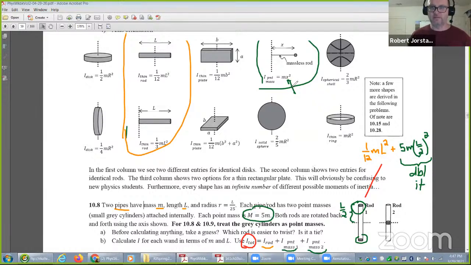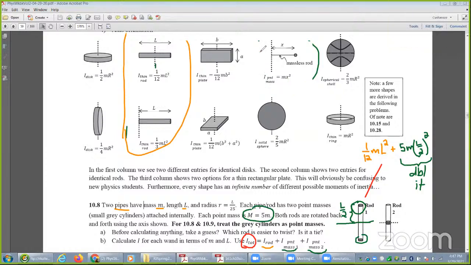What's going to be different for rod 2? Oh, let's see. It's 1/12 because of the axis. Yes, through the center. Through the center. That's why we chose the 1/12. Gotcha. Thanks. Yep. And actually, I should make that orange.